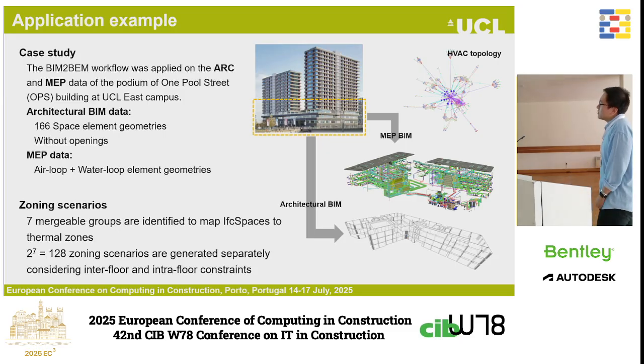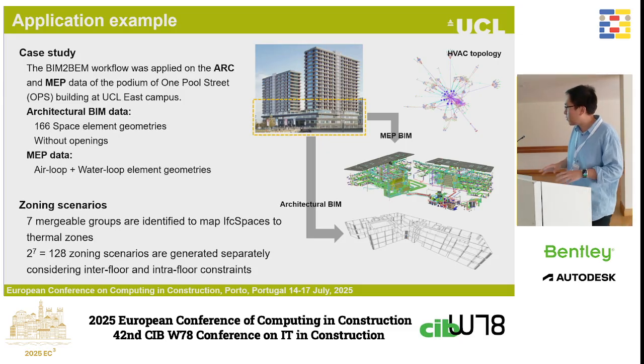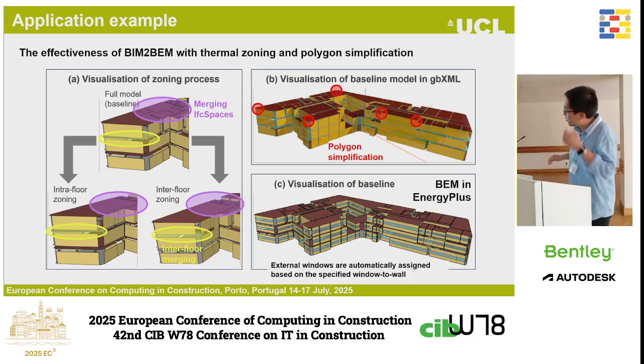And we identify 7 mergeable groups to map the multiple IFC spaces to thermal zones. As I said, maybe to 1 thermal zone, to 3 thermal zones, to several. That depends on whether they are following our rules. And there's a total of 128 zoning scenarios generated separately, considering two constraints. The first is interfloor, which means that the modeling can happen across floors, in different floors. And the second, the intrafloor constraint, means that the modeling can only happen within each floor. That's the difference. And next, let me show some results.